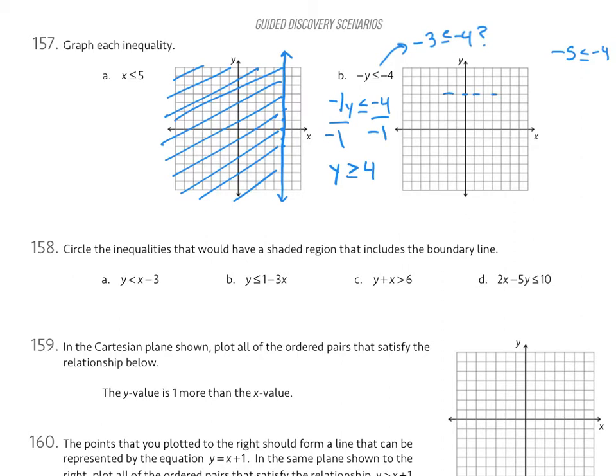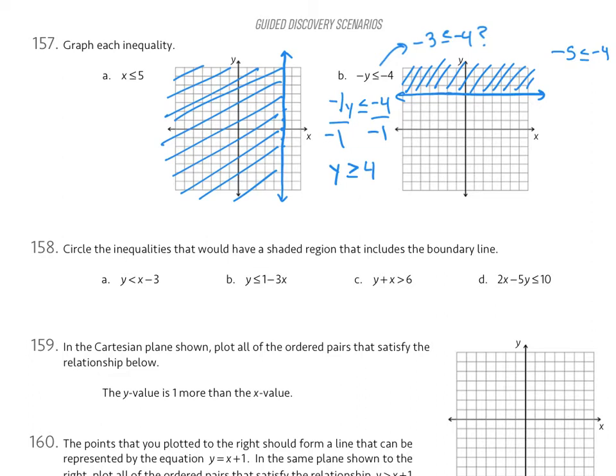Now y can be equal to 4, so I'm going to make it a solid line to show that I'm including all those points. And then y is greater than 4 would be y values of 5, 6, 7, points that are above that line. And there's my shaded region.